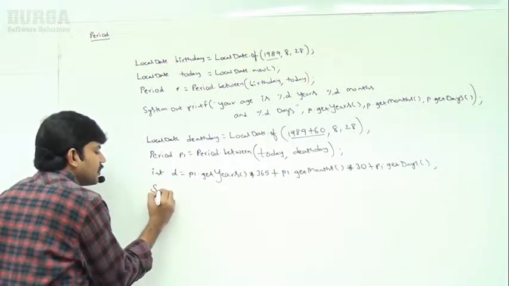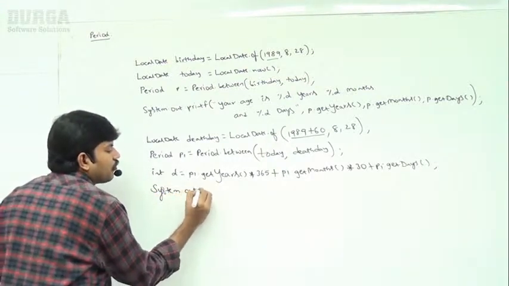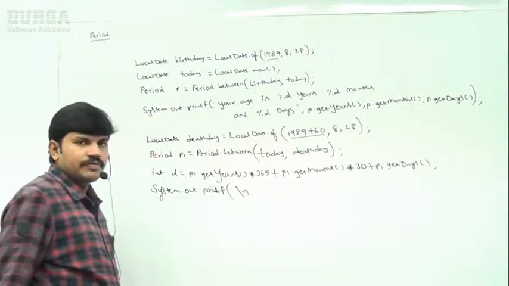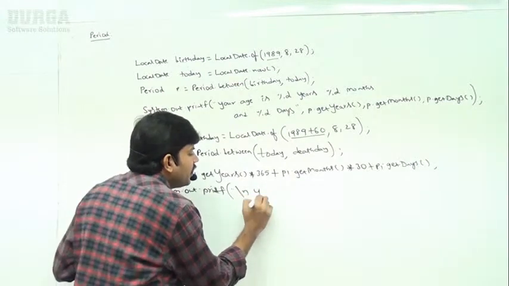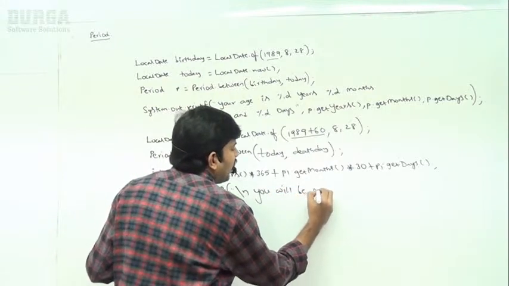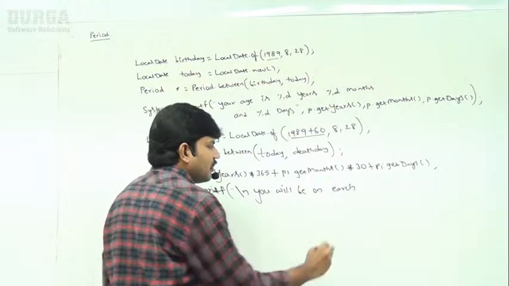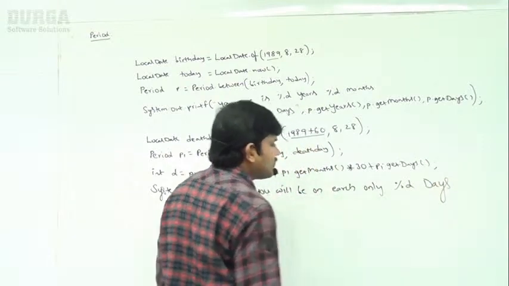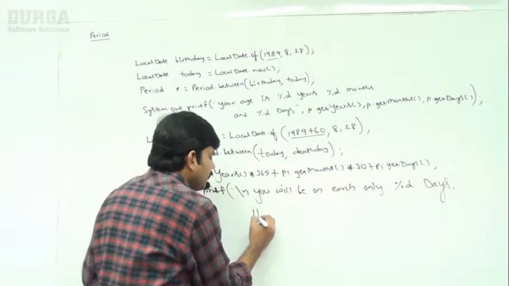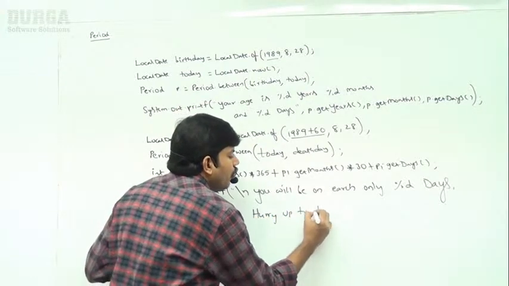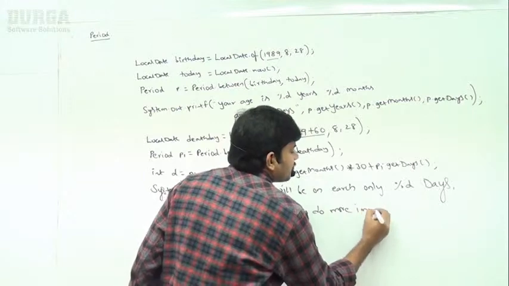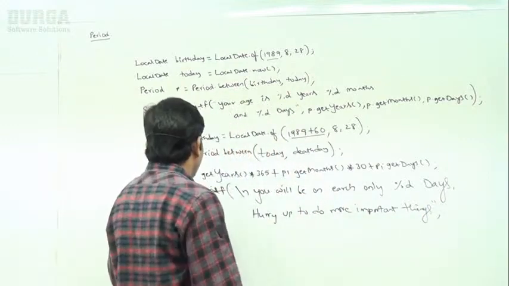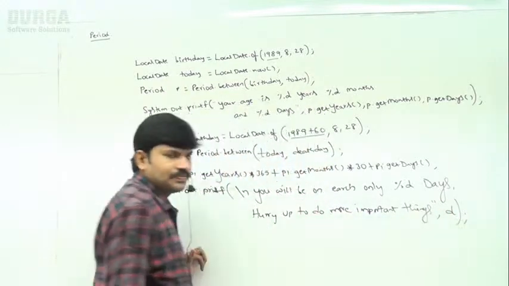System.out.printf, "You will be on earth only %d days. Hurry up to do more important things." Comma, what is that %d value? It is d only. That's all.